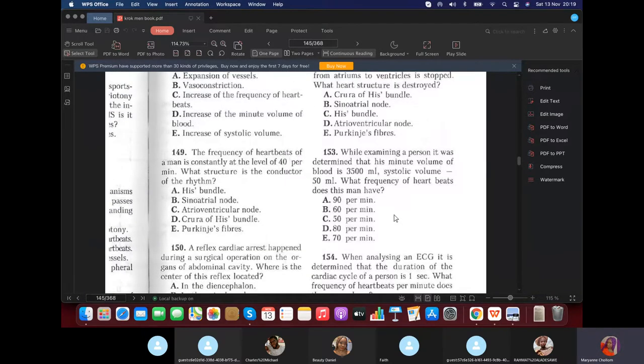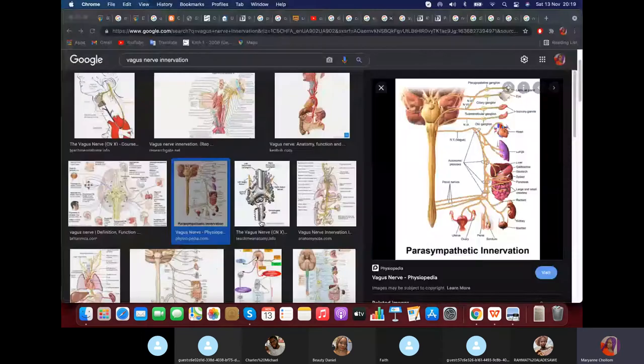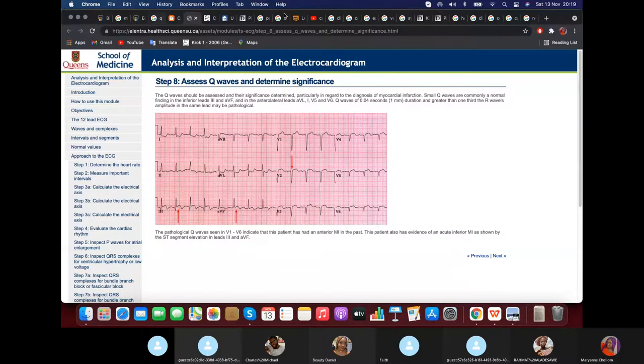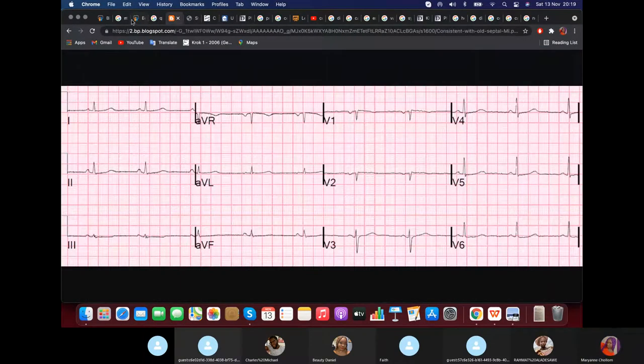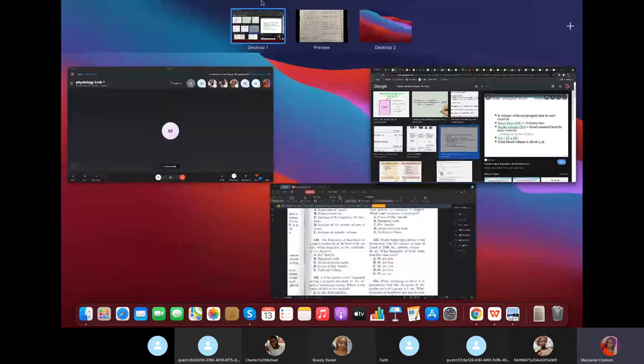When examining a person, it was determined that the minute volume of blood is 3,500 milliliters. Systolic volume is 50. What is the frequency of heartbeat? So again, I'm going to show you the picture I explained to you, when I was showing you stroke volume. What did I tell you cardiac output is? Stroke volume times heart rate. I told you that, yes, good.